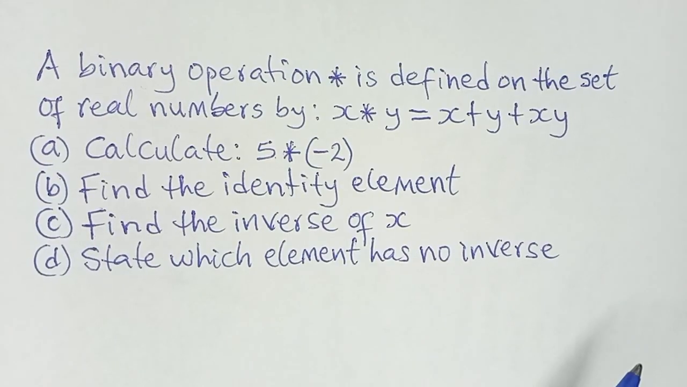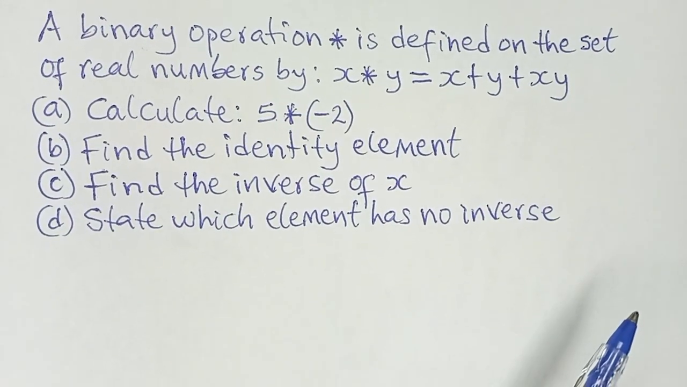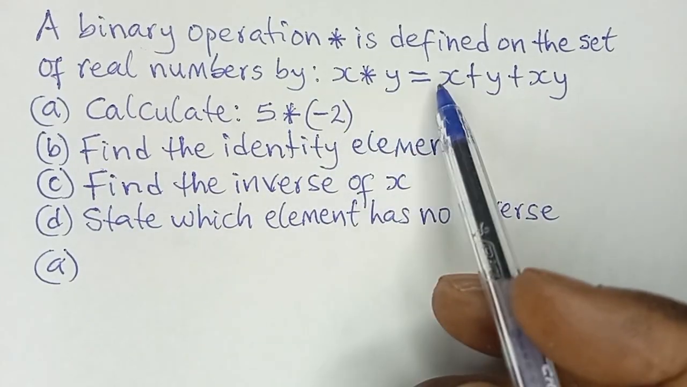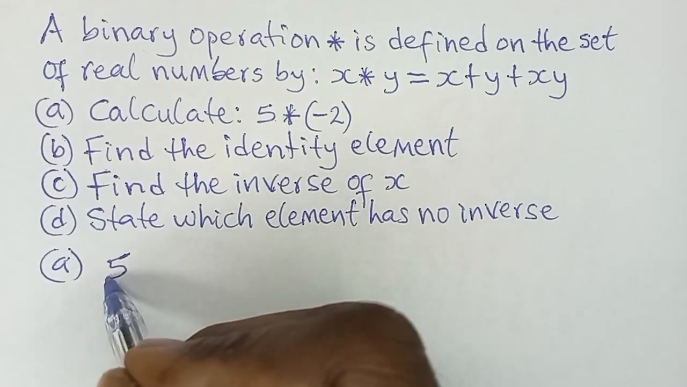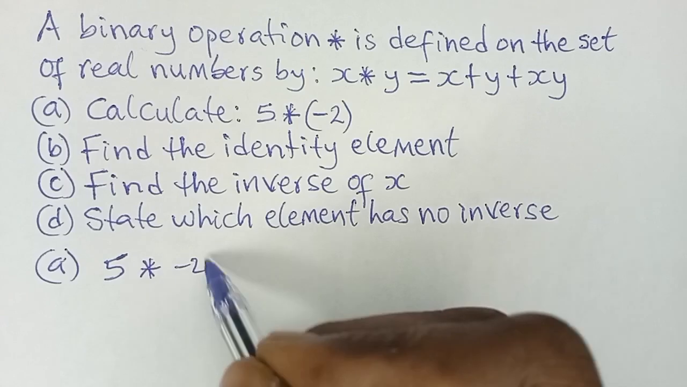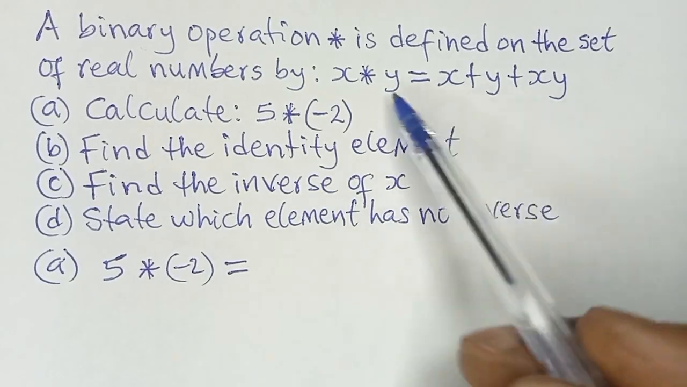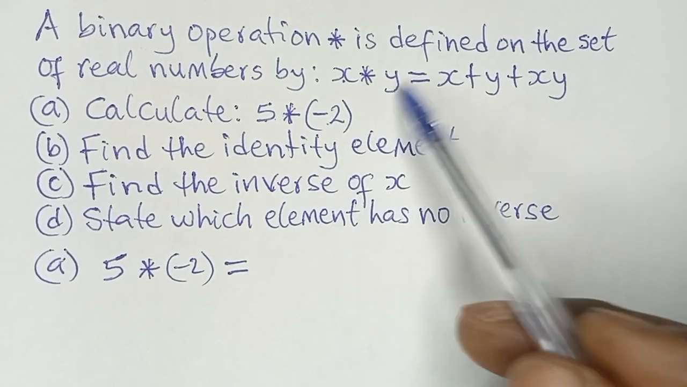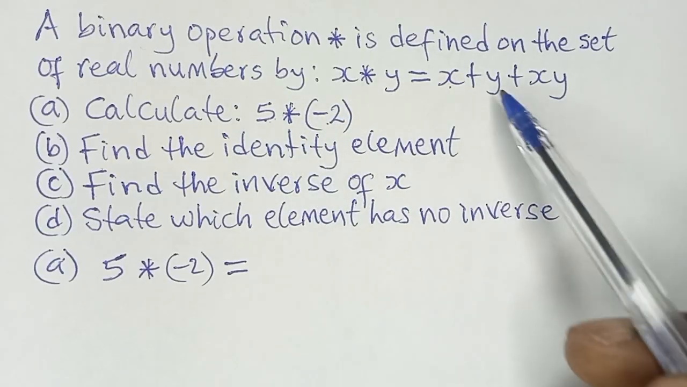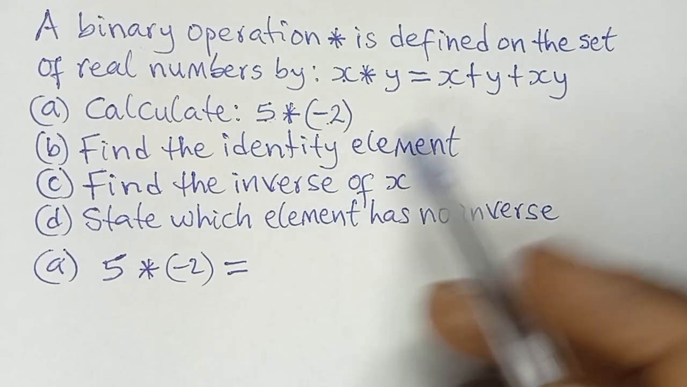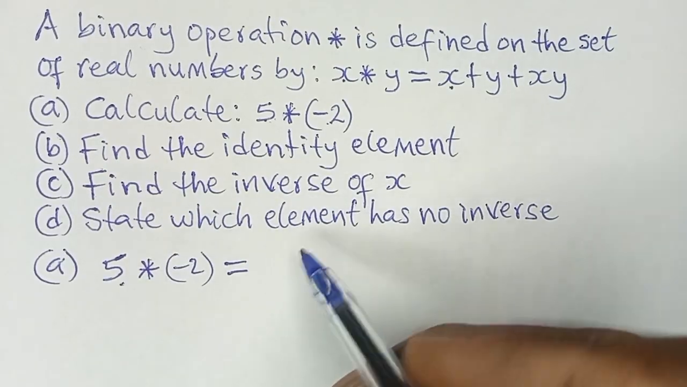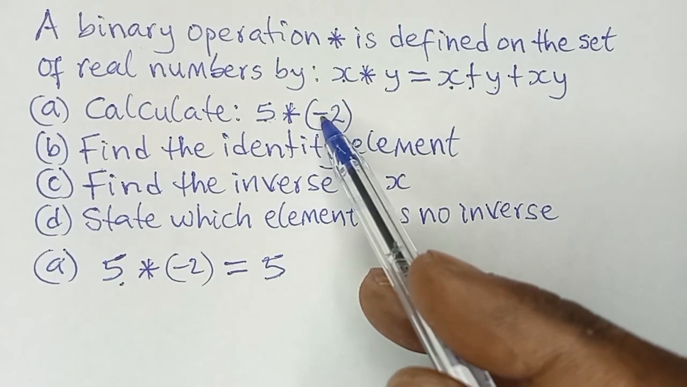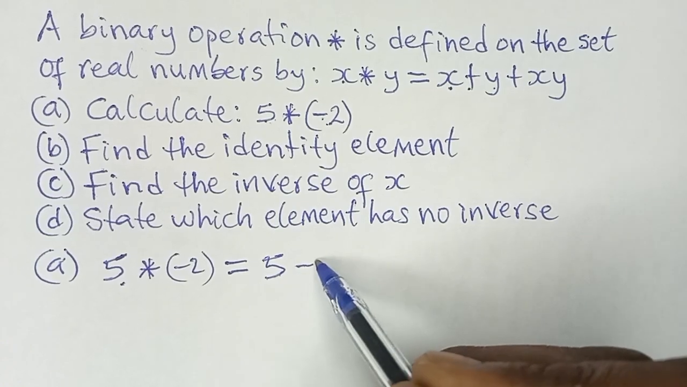Now, for us to start this, let me go with question A first. I'd like us to just substitute directly. This one is quite simple. We just need to look at the operation here and say 5 * -2 is equal to, now you can see this 5 here is x and this -2 is y. So in place of x, we're going to substitute 5, and anywhere we see y, we're going to put -2. So I'm simply going to say x, which is 5, plus y, that is plus -2.